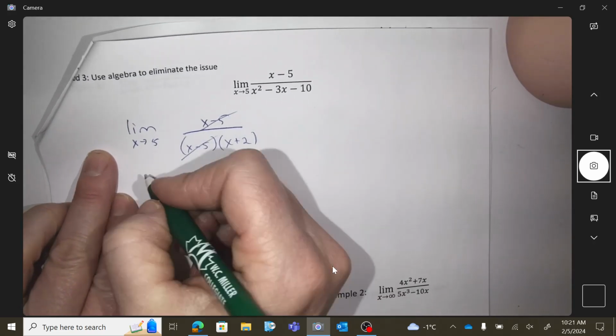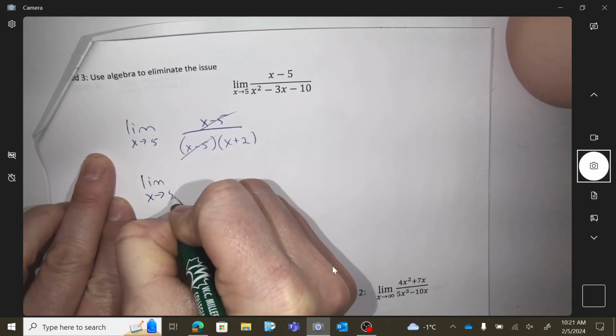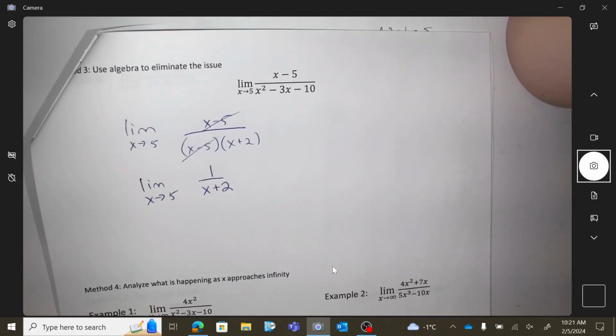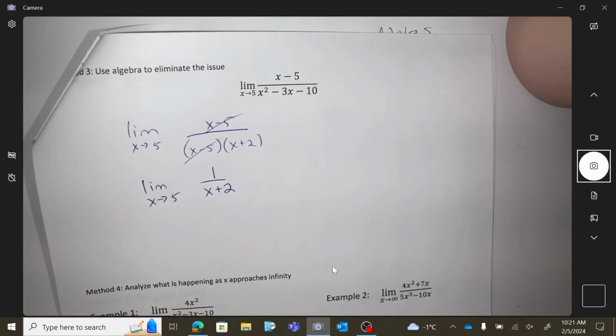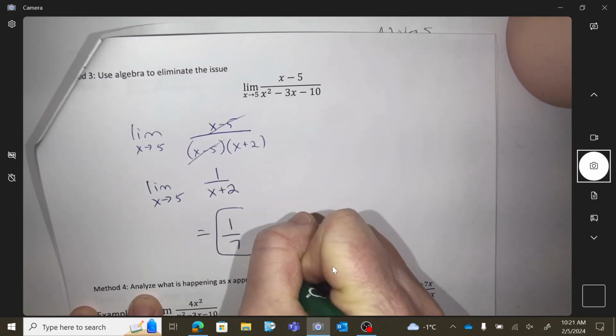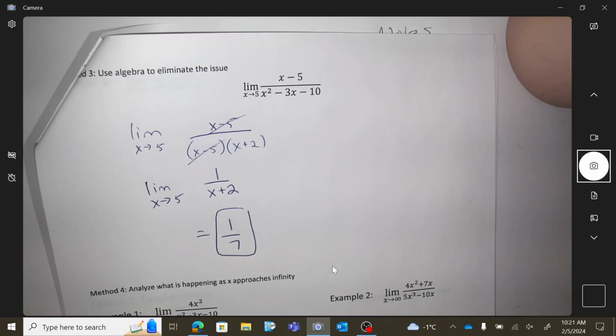So that goes away. So now, if you plug a 5 into this equation, what do you get? The limit reaches 1/7. And again, there's a hole there. That's why.